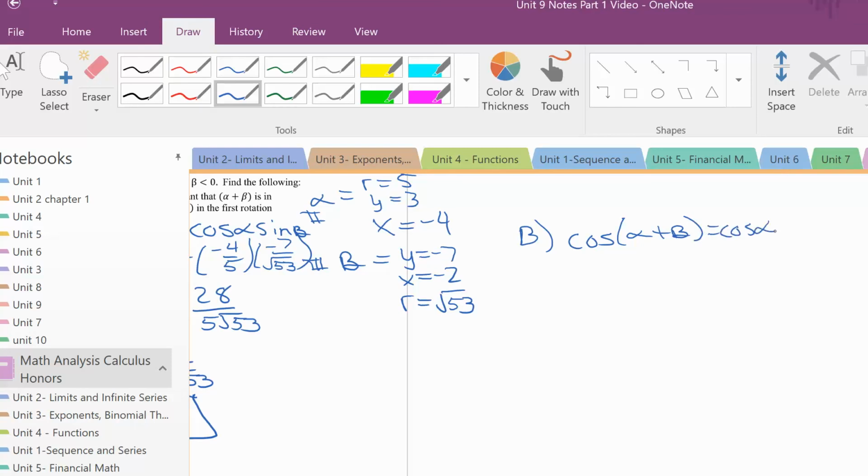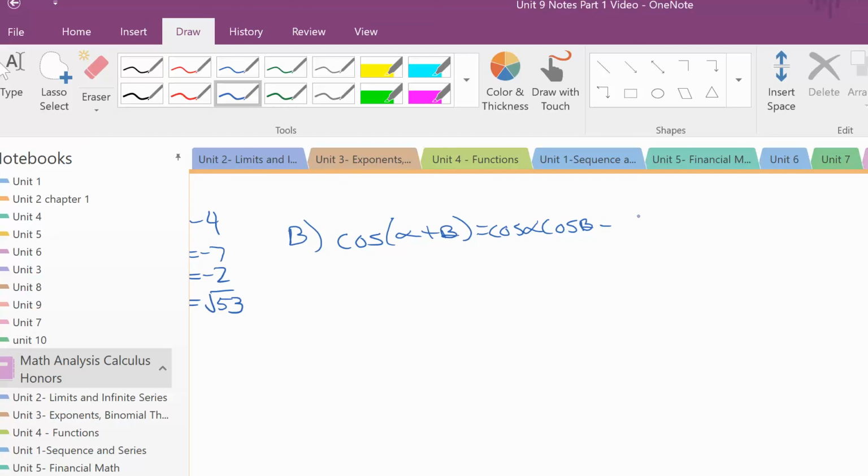That's cosine alpha, cosine beta, minus sine alpha, sine beta. So substituting in, cosine alpha is going to give us -4/5. Cosine beta is going to give us -2 over rad 53, minus sine alpha is going to give us +3/5. Sine beta is -7 over rad 53.